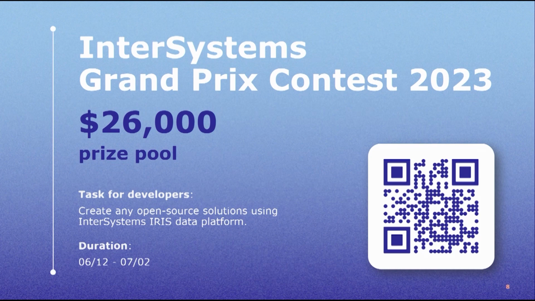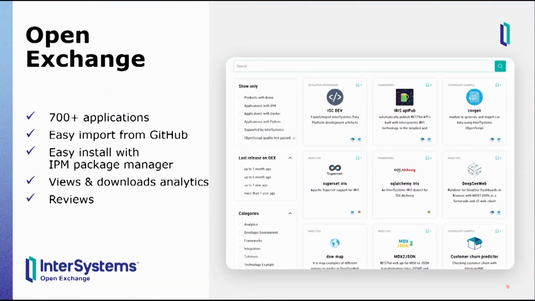We do this every year. We call it the Grand Prix Programming Contest. It does have the most prize money of any of our competitions, but actually the prize money for any of our regular programming contests is very high. But this one is the highest. It's $26,000 in prizes, and it begins June 12th. That's the QR code. You can go to the community as well and check it out. But I encourage you to participate.